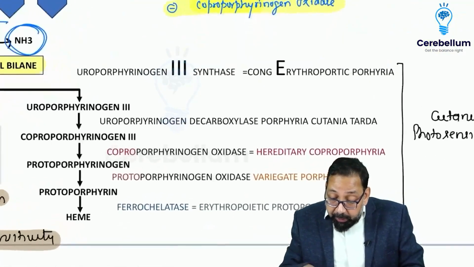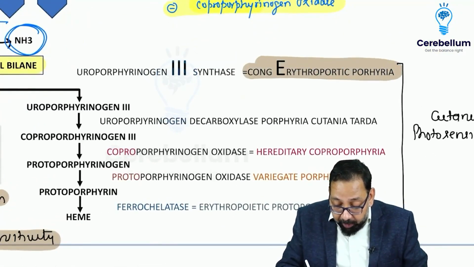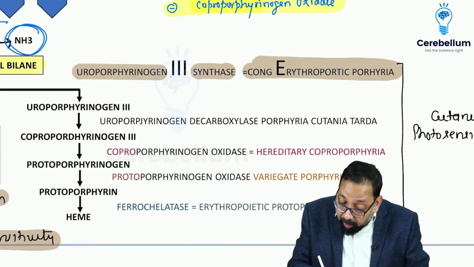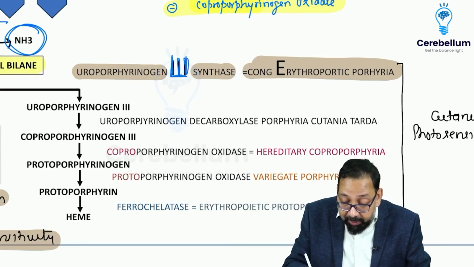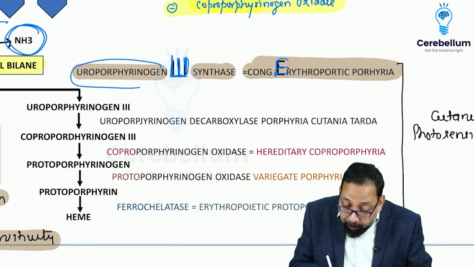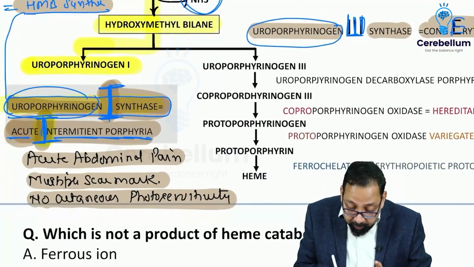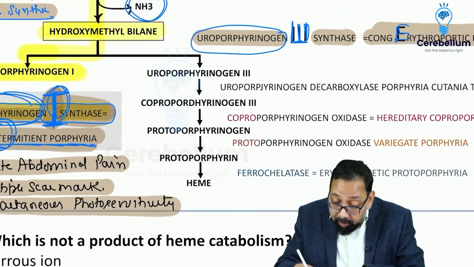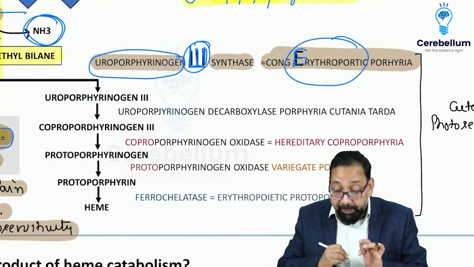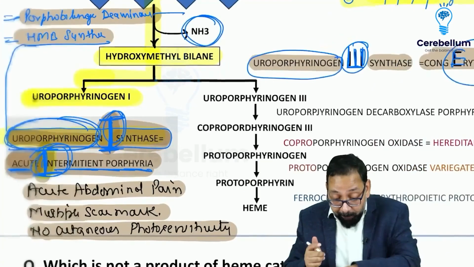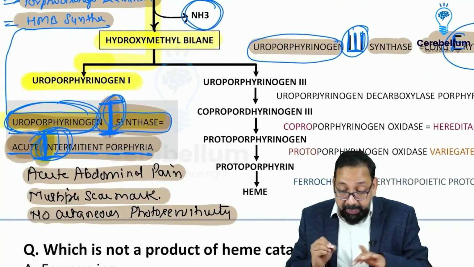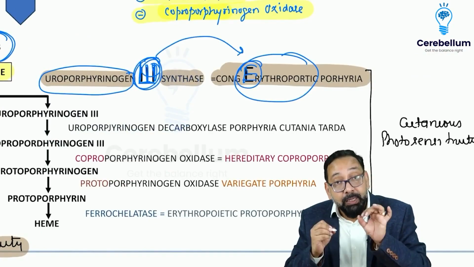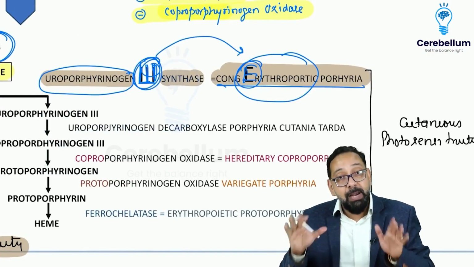Question is asked that in congenital erythropoietic porphyria, uroporphyrinogen 3 synthase is deficient. 3 looks like E. So uroporphyrinogen 1 is intermittent porphyria, 3 is erythropoietic porphyria. If the middle number 1 is deficient, it is intermittent. If 3 is deficient, erythropoietic. 3 looks like E, so for congenital erythropoietic porphyria make this type of mnemonic.